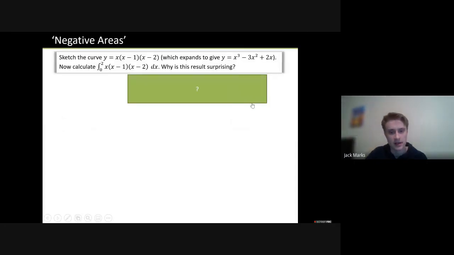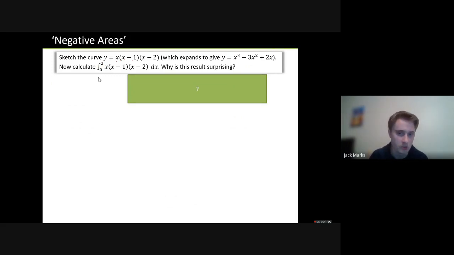We're on to the last part now. We looked at areas last time. Let's look at the issue of negative areas. So if I sketch the curve x cubed minus 3x squared plus 2x, remember this is just a different way of writing it. Can we calculate this integrated between 2 and 0? And what is interesting about this?